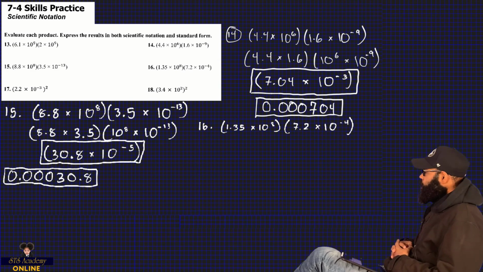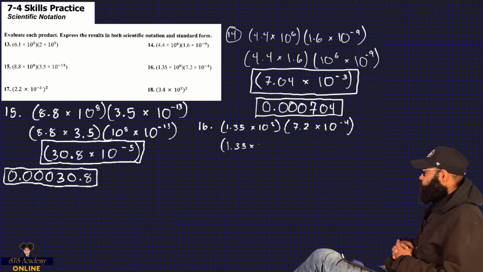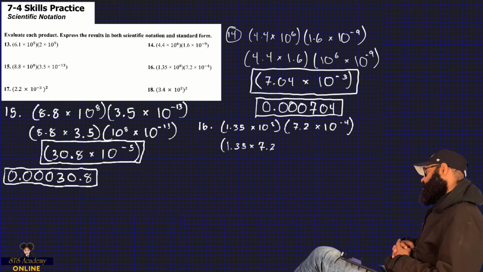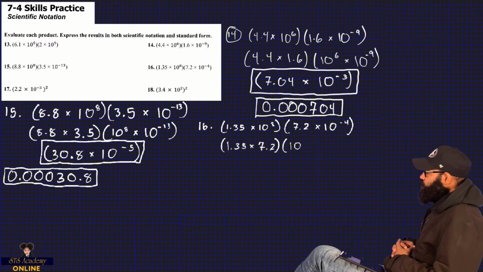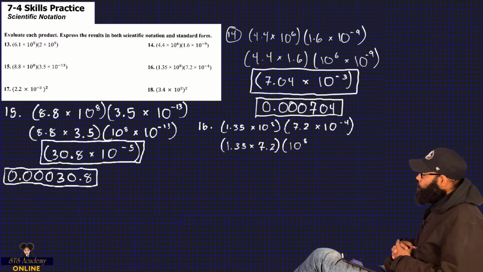But anyway, 16. 10 to the, what we got here? 4, negative 4. So multiplying the decimals. Then of course multiplying your base and powers. And maybe I will slow down and get a proper answer to this. We're just simplifying, right? 10 to the negative 4.